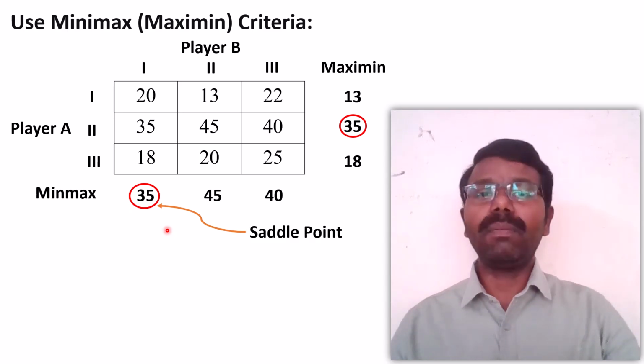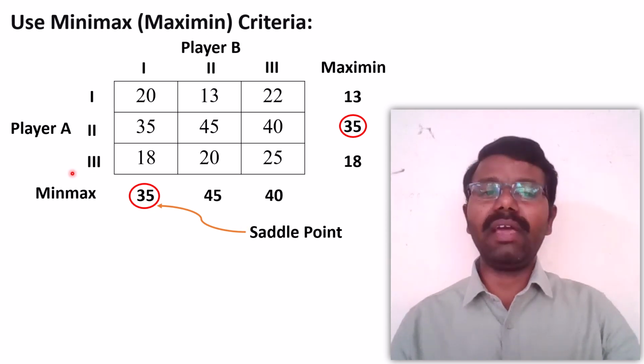But now, which strategy do player A and player B need to follow? Wherever the saddle point exists, that strategy they need to follow. That is the only optimum strategy for them to get maximum profit or minimum losses. So for player A, the saddle point exists for the second strategy, and for player B, the saddle point exists in the first strategy. What does it actually mean?